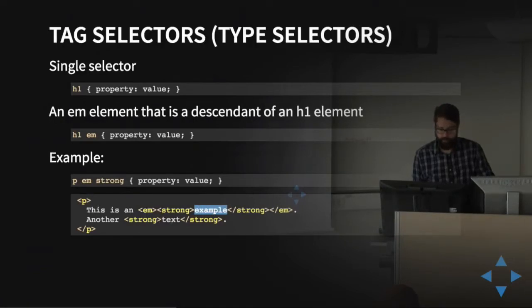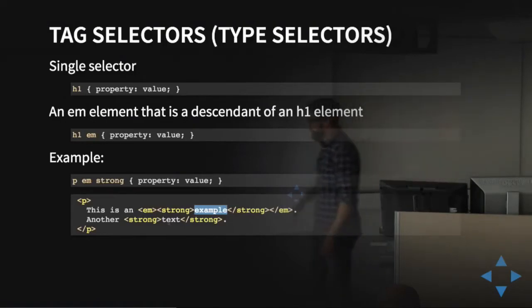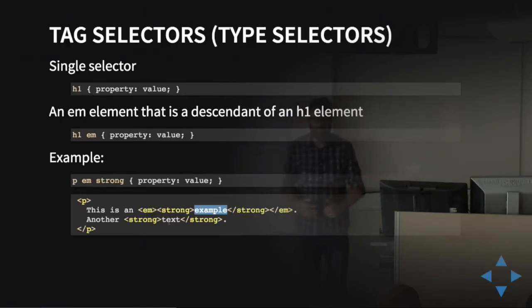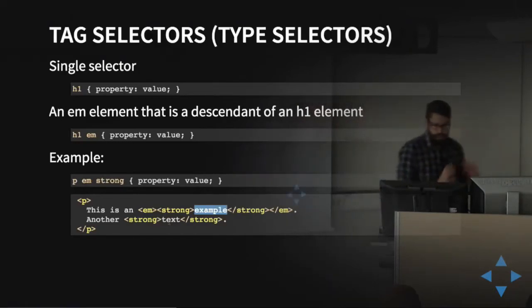However, this one is not true, so this text will not be selected because this strong is not a descendant of an EM. So this will not be selected. Okay? So it's pretty straightforward. They do not need to be direct descendants of. There could be other elements in the chain, but they need to be descendants, not direct descendants, or children, as we call them. A child is a direct descendant of its parent. It's descendants, not children.